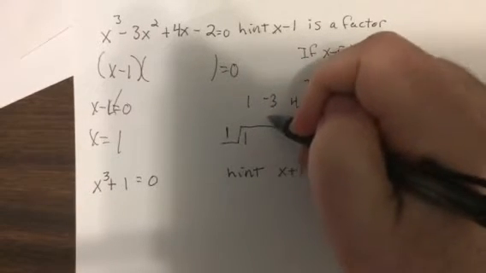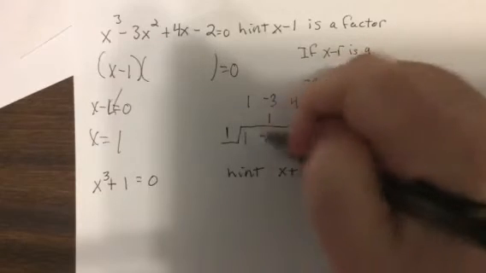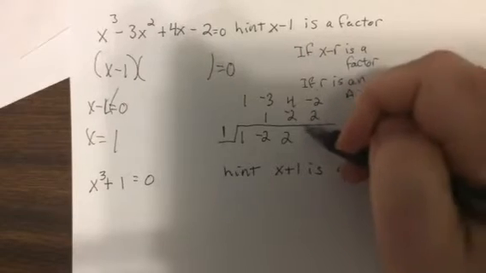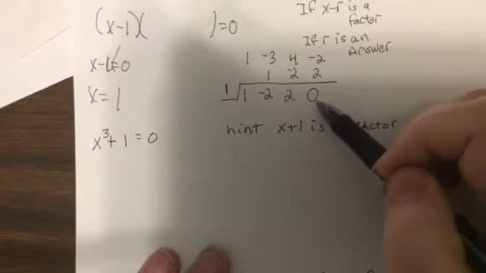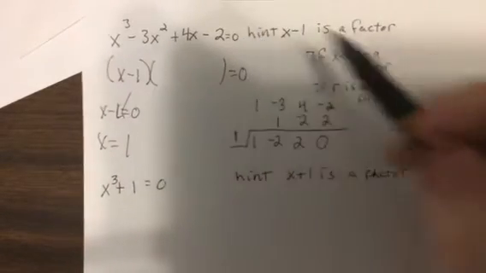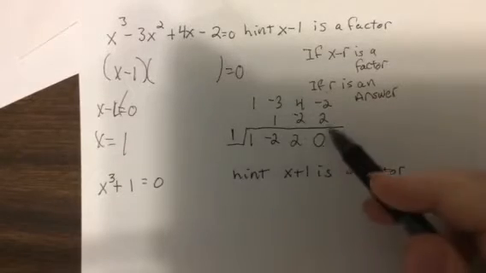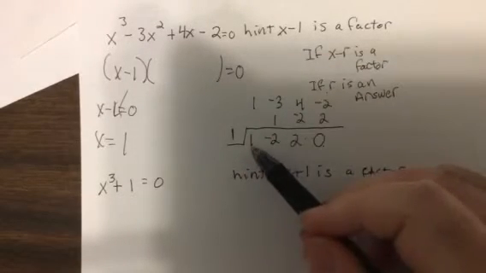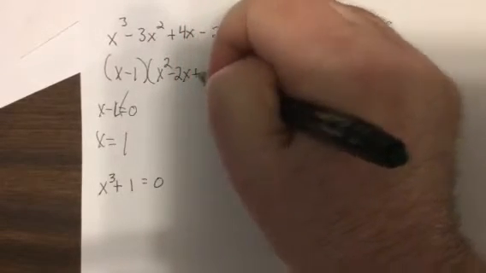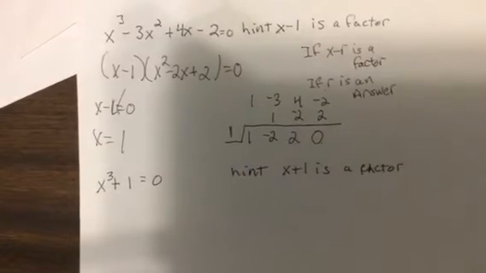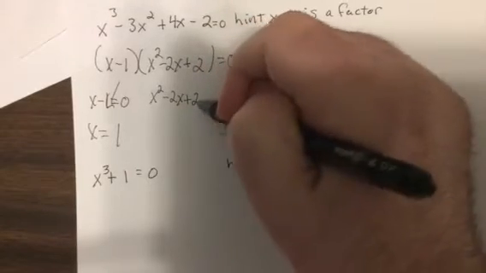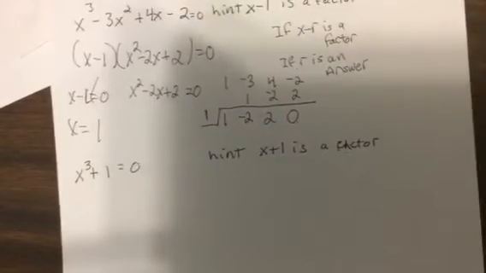Bring down, multiply, add. That's negative 2. That's 2. That is 2. So that is 0. Oh, the remainder is 0, meaning that this times this has to equal this. Remainder is 0, so we're not adding anything to get this. So this would be x squared minus 2x plus 2. So therefore, x squared minus 2x plus 2 has to equal 0.